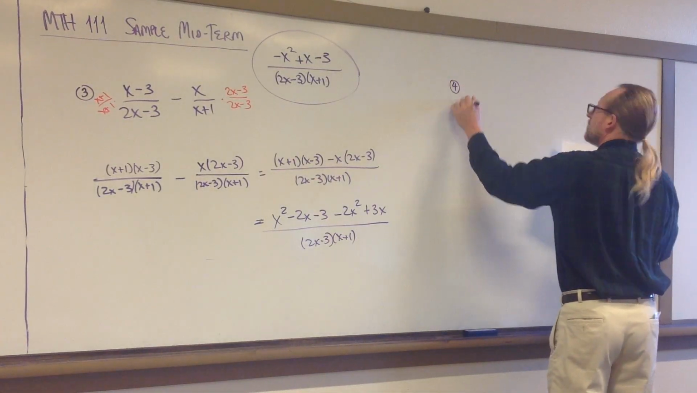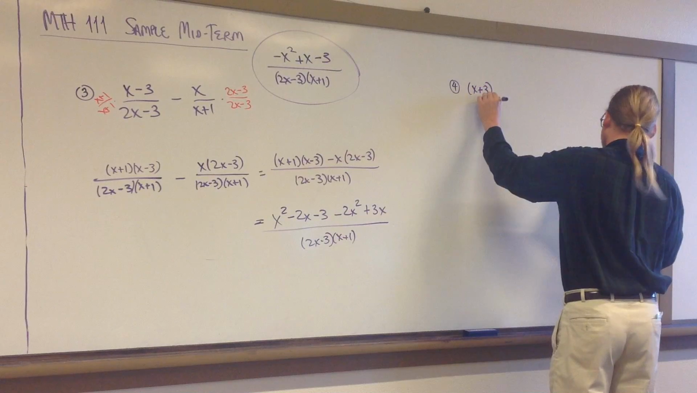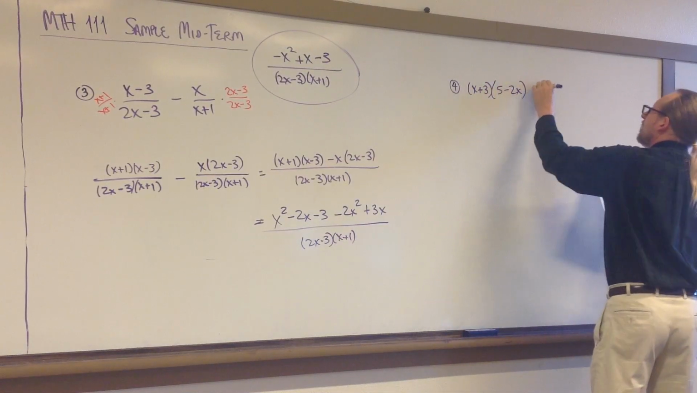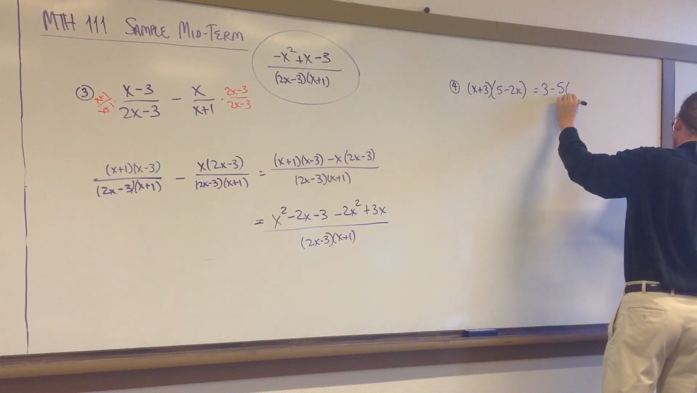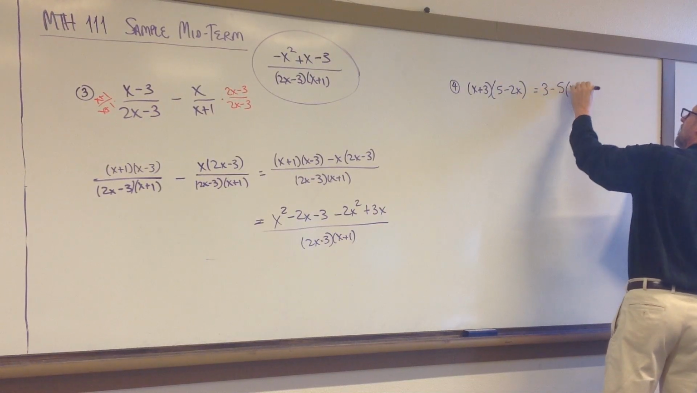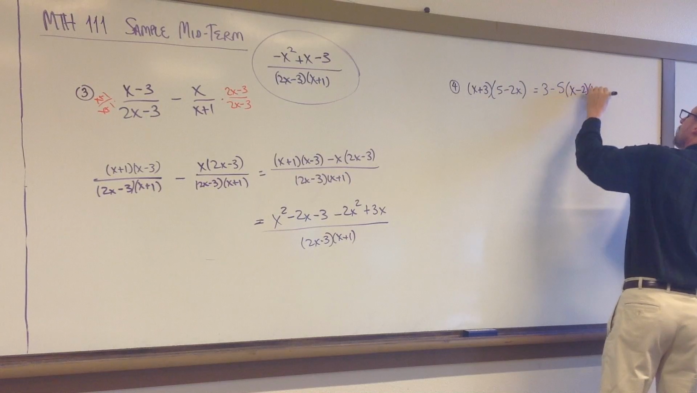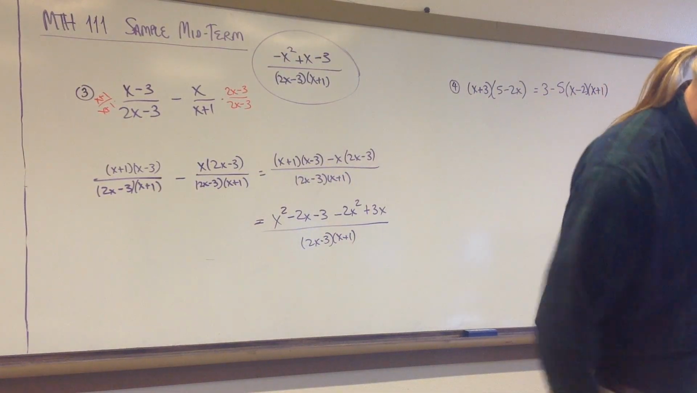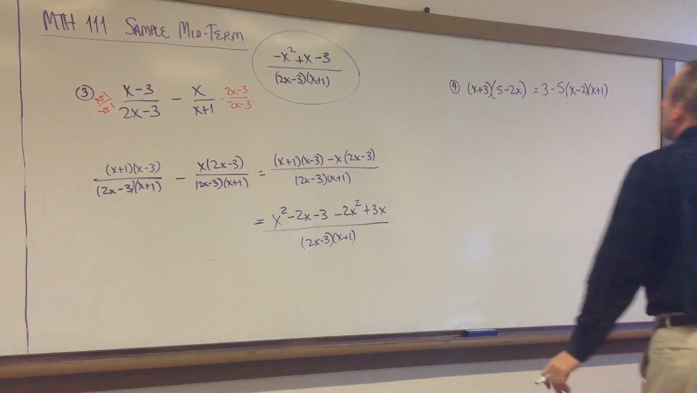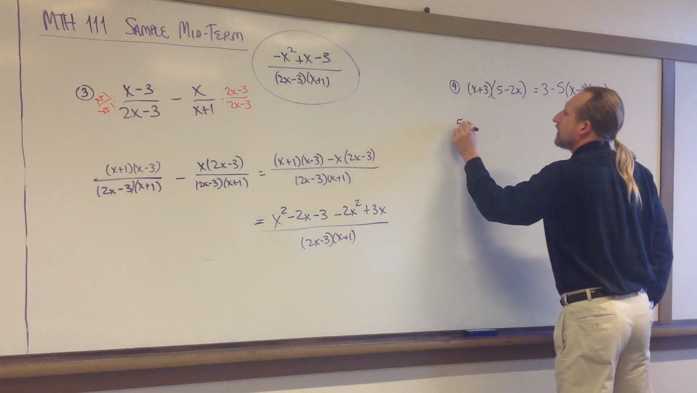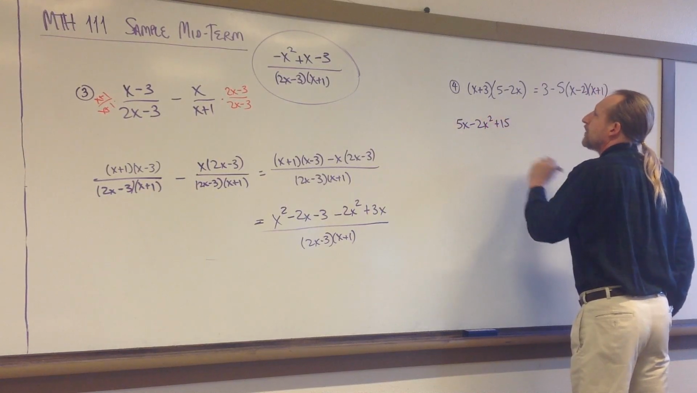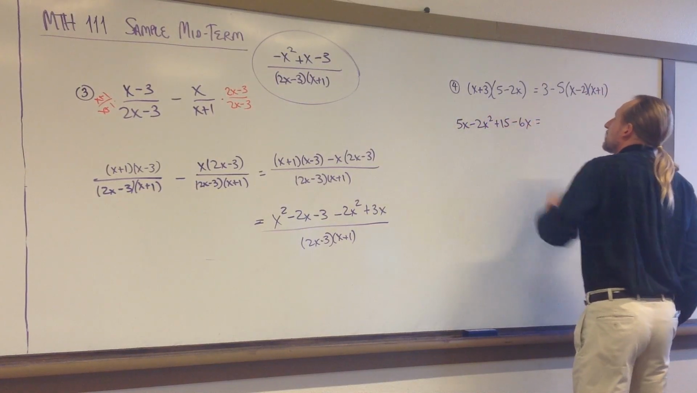Now, problems 4, 5, 6, and 7 are all equations. So let's take a look at these. (x plus 3)(5 minus 2x) equals 3 minus 5(x minus 2)(x plus 1). Okay, so we need to simplify. Over here, let's see, we'll get 5x minus 2x squared plus 15 minus 6x.